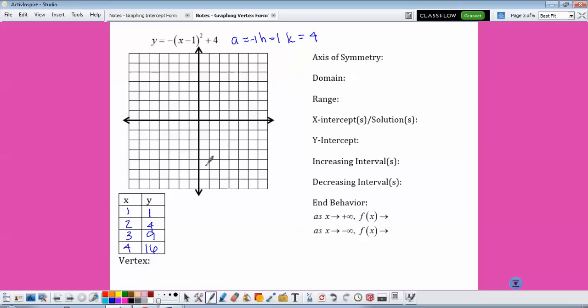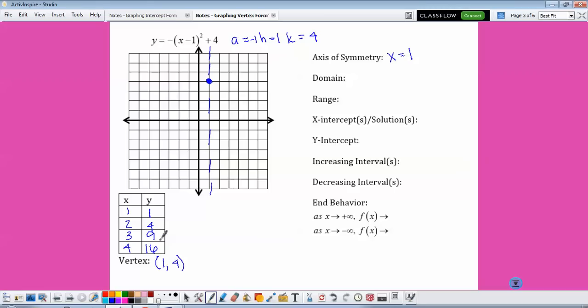So my vertex is at the coordinate (h, k), so (1, 4). My axis of symmetry always starts with x equals, and it equals whatever h is, so 1. So I'm going to plot those. (1, 4). And then for the axis of symmetry, it's a vertical line, and I'm just going to draw a dotted line, or dashed line, down the center, like that.